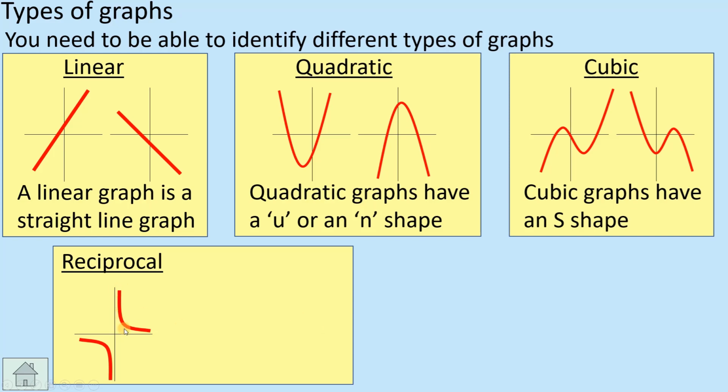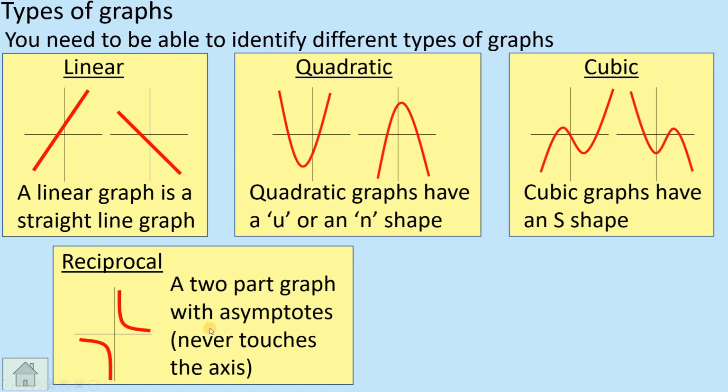So that's your reciprocal graph looking like that. And again, the axes are asymptotes. So the two parts of the graph never touch the axes. Okay, so that's a reciprocal graph.